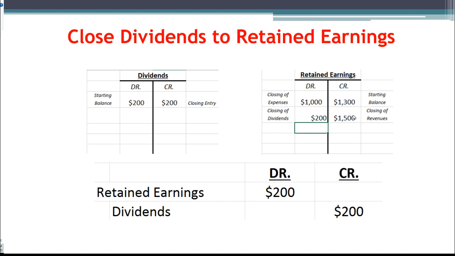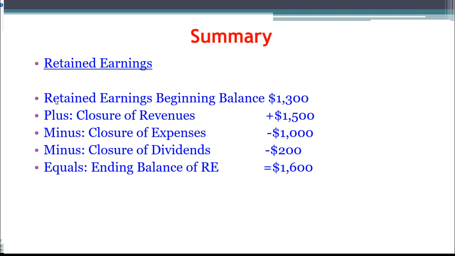And then in the end, we're done with the closing entries. Now we just need to calculate the retained earnings balance. We had $1,300 to begin with. We added $1,500 through the revenue closure. We subtracted $1,000 through the expense closure. We subtracted $200 due to the closure of dividends. Our ending balance of retained earnings is now $1,600.